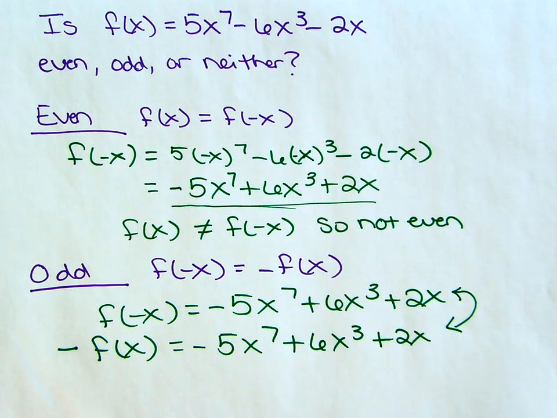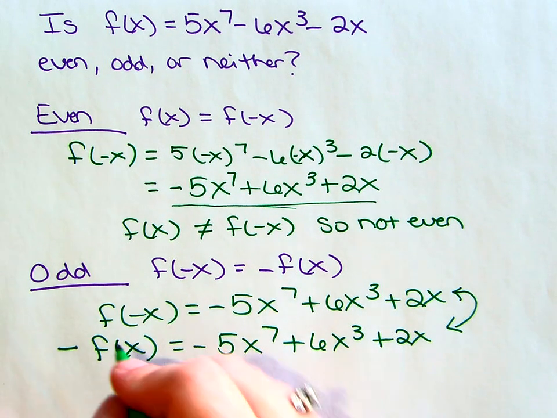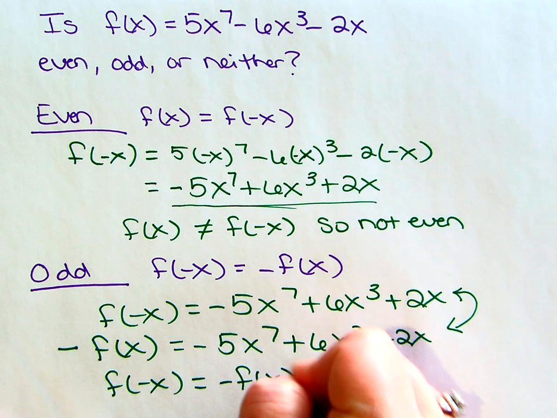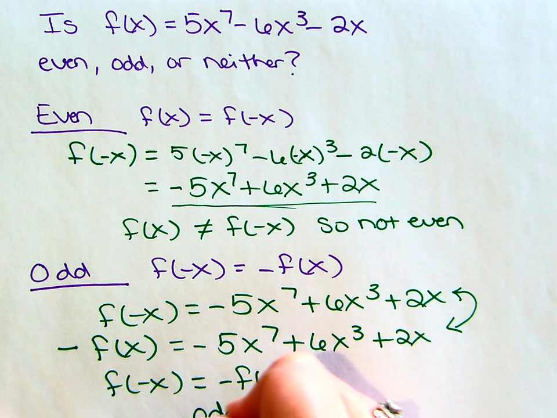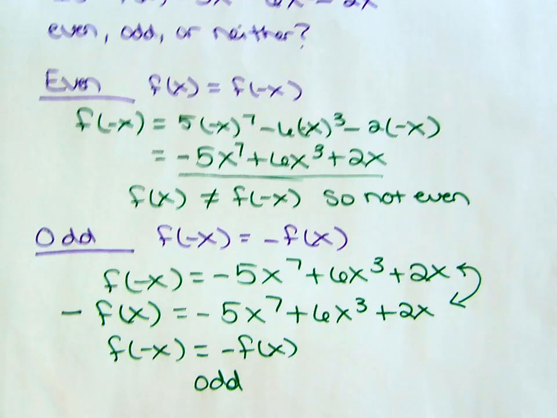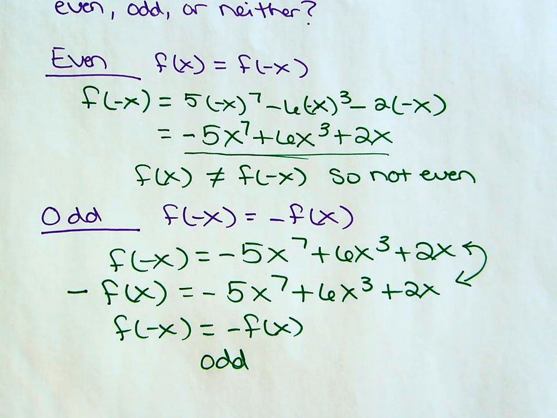So f of negative x does equal negative f of x, so it's odd. If we would have found that this was not odd, then we would have proven it wasn't even and it wasn't odd, so the only option left is neither. That's why the most testing you're going to do is twice. After that, you're not going to find anything.